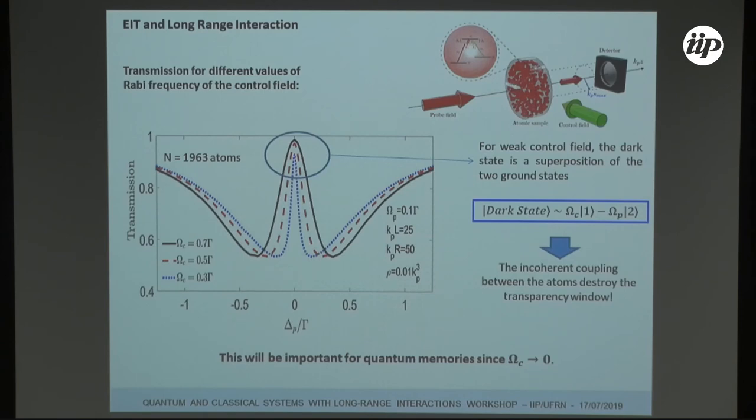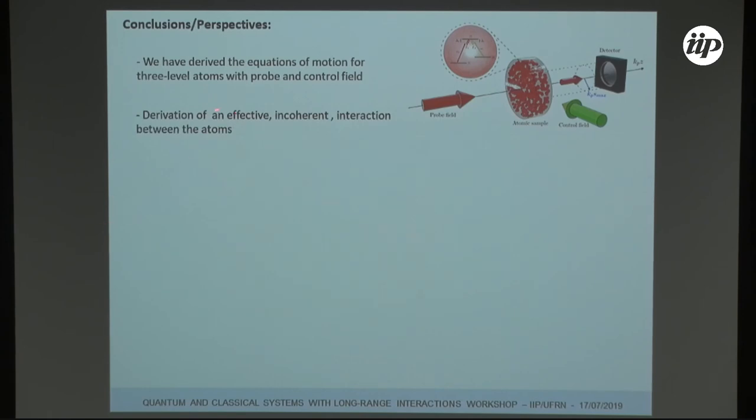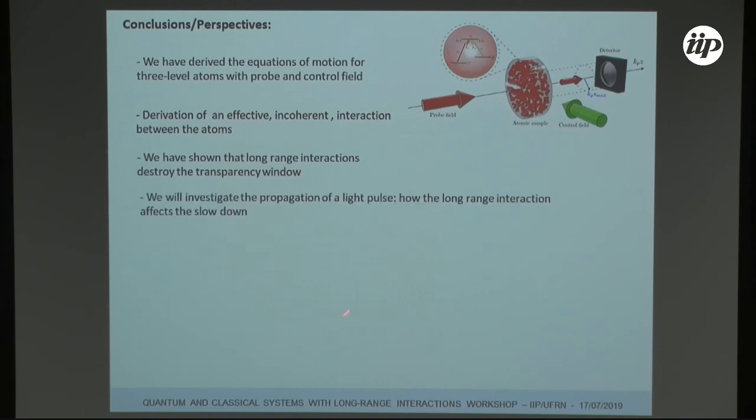But unfortunately, we do not have results so far. We are trying to do this calculation, switching the control field off and on to see the storage, but we couldn't do it so far. So I have to finish here. We have derived equations of motion for the three-level atoms with probe and control field. The derivation of an effective incoherent interaction between the atoms appears clearly in the equations. And we have shown that long-range interaction destroys the transparency window. So this probably will affect the quantum memory a lot. But we have to investigate this yet. We didn't do it yet. I'm sorry.